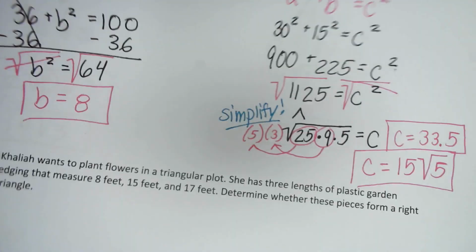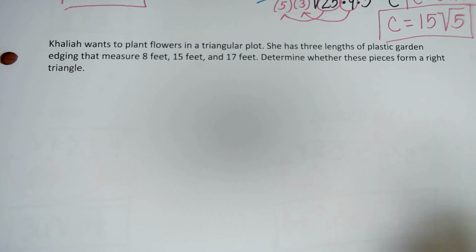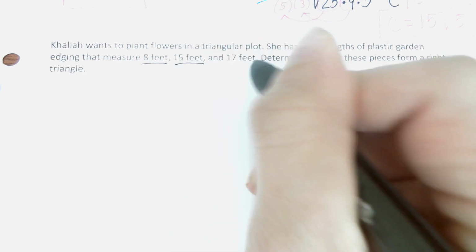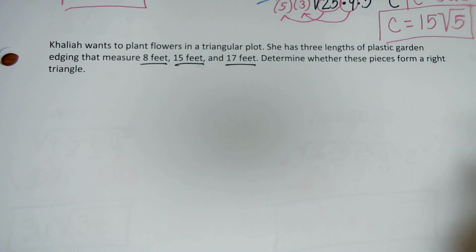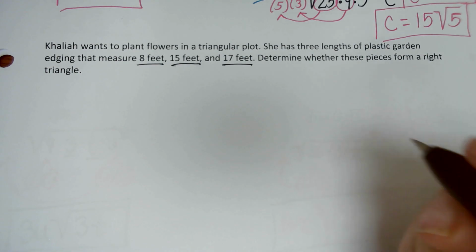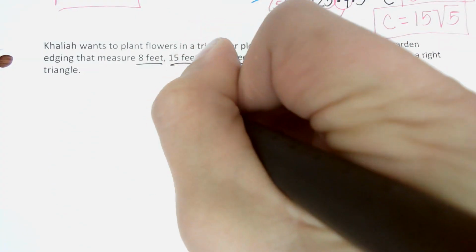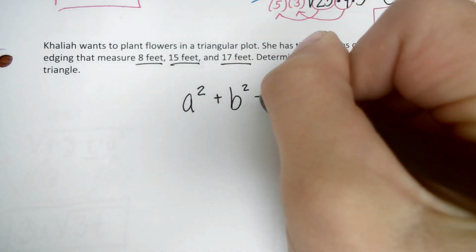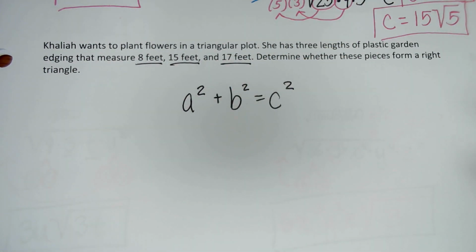All right, now the last thing here is a bonus skill using our Pythagorean theorem. Kalia wants to plant flowers in a triangular plot. She has 3 lengths of plastic guarding edging that measures 8 feet, 15 feet, and 17 feet. Determine whether these pieces form a right triangle. So if they form a right triangle, then our theorem, a squared plus b squared equals c squared, would be true.